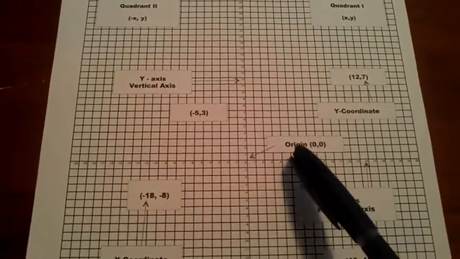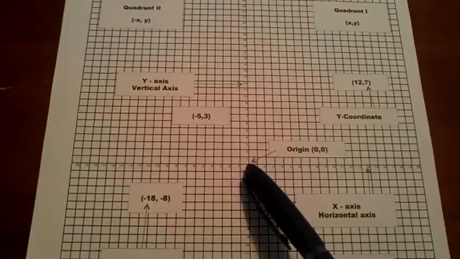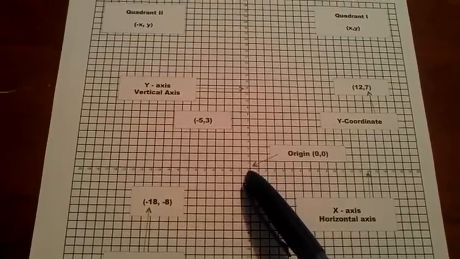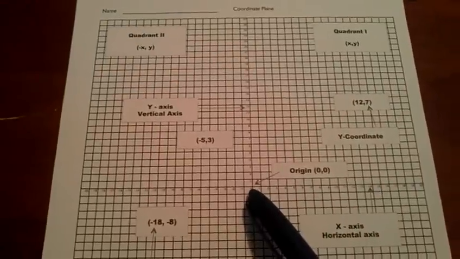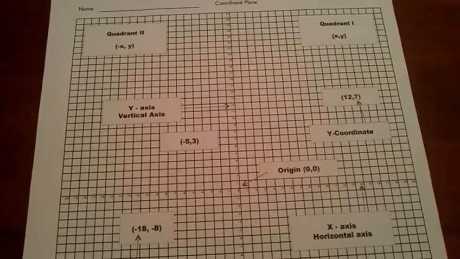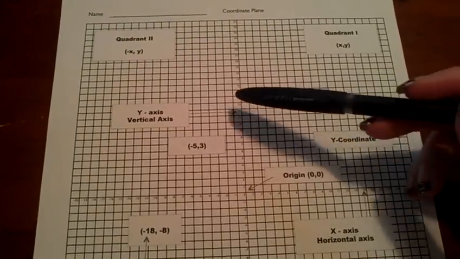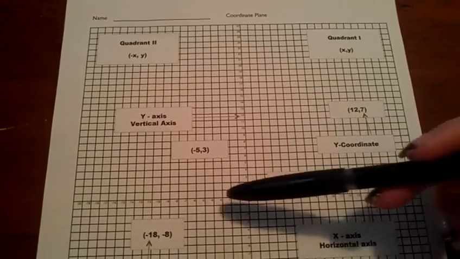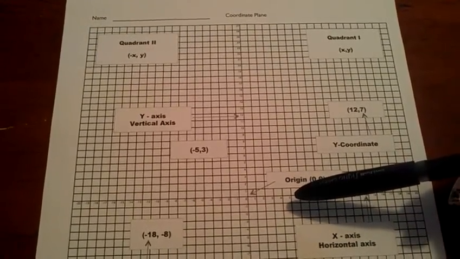We have the origin, point 0, 0. Whenever you're trying to find a point on a coordinate plane, you always start at the origin. The origin is also where your two axes cross.